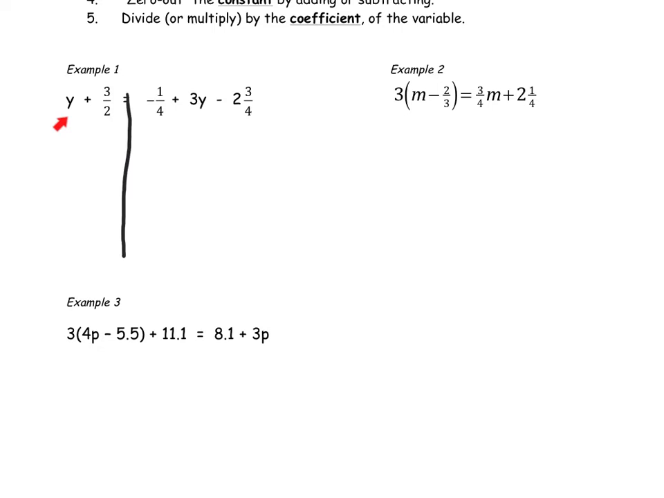So let's look at this first side. I see a variable and I see a number. So I have a variable with a coefficient of 1 and a constant. This is as simplified as this side is going to get. Now I'm going to go on to the next side. I see a term that has a variable and a number, so the 3 is a coefficient. And I see a number. It happens to be a mixed number, but there's no variable attached. So I have a constant here and a constant here. I'm going to put those two constants together. I'm going to add negative 1/4 and negative 2 3/4.